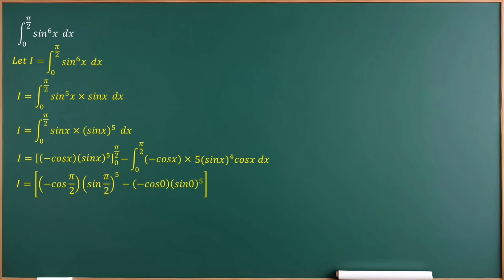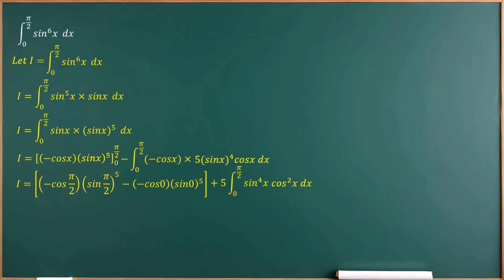Minus sign and 5 value are constant. So we can bring these values outside of the integral. Then we can write plus 5 integral sine to the power of 4x cos x times cos x, and cos x times cos x we can write as cos squared x.